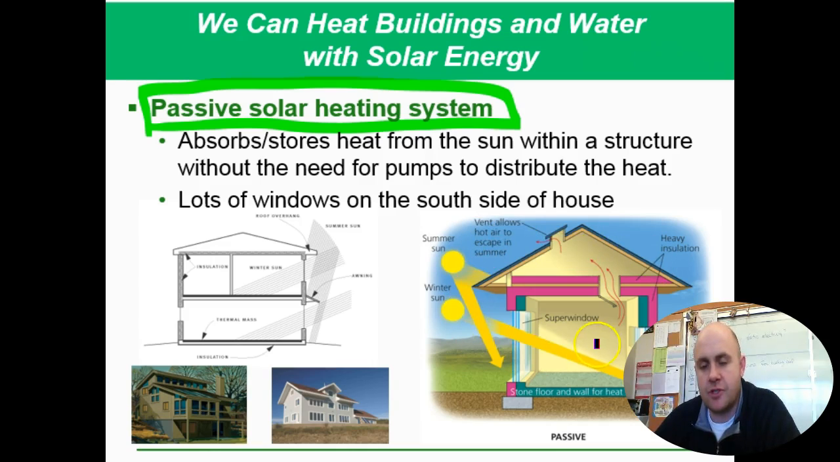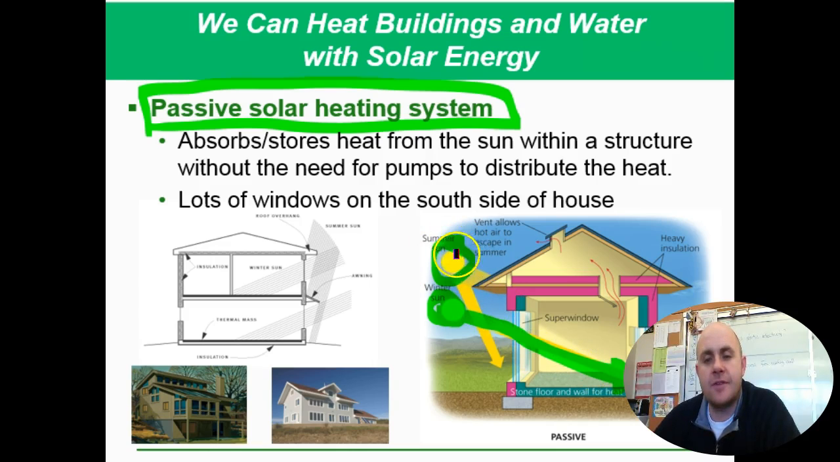This diagram over here shows that during the wintertime, the sun's lower in the sky, and the angle that the sunlight comes in is a bit more of a flat angle. That allows the sun to come into the house in the winter, get absorbed into the materials in the house, usually rocks, concrete, things like that, and then warm the inside of the house.